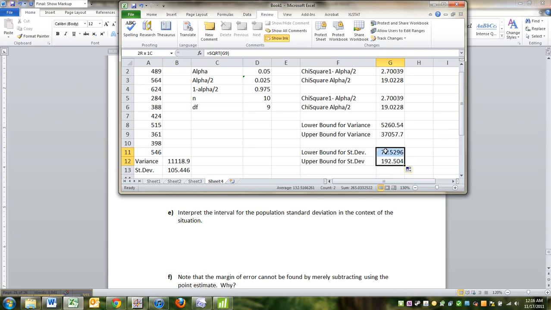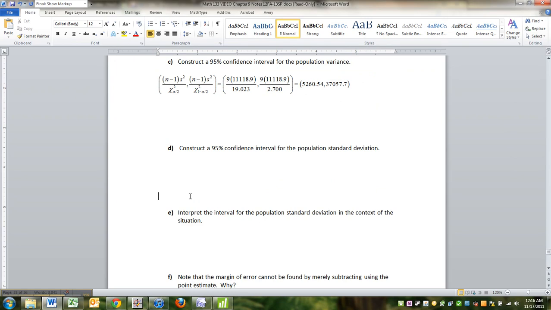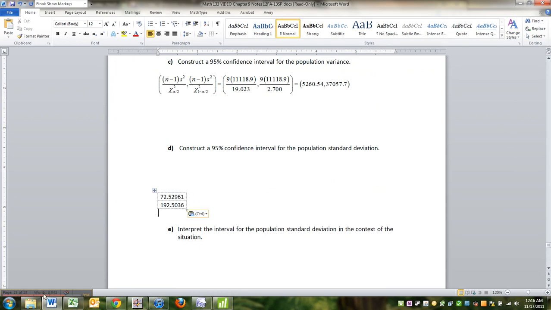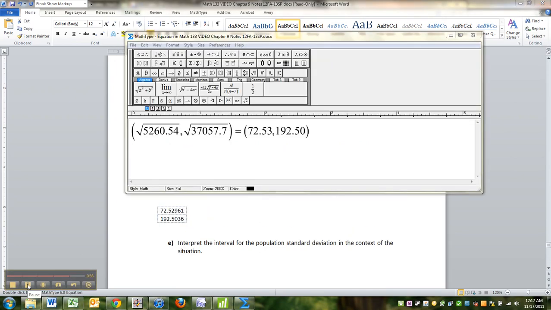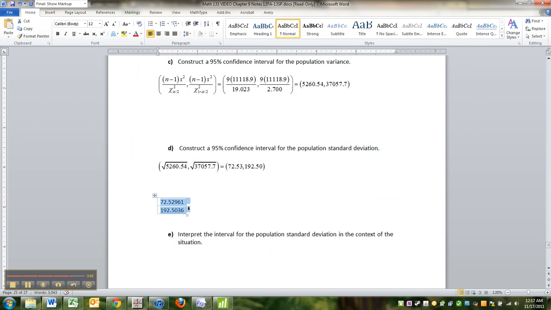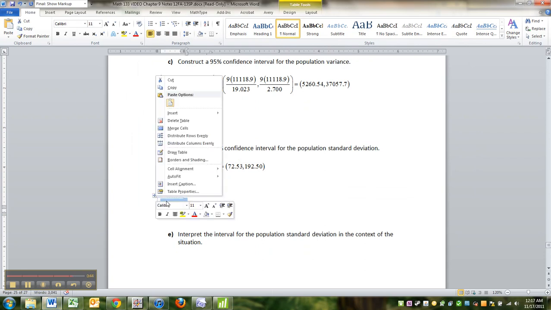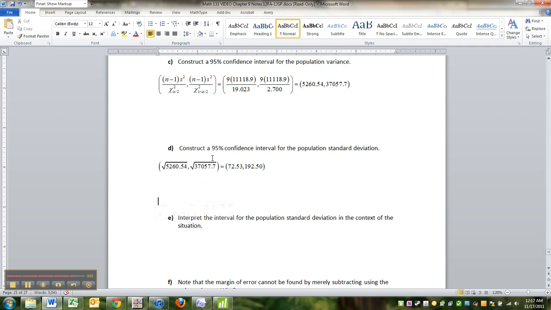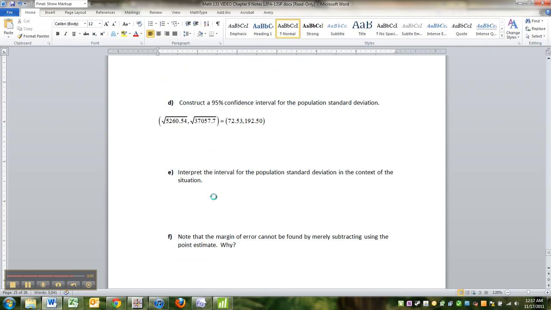So 72.53. Here, hold on, let me pause this. There we go. 72.53, 192.5. We take the square roots of both of the numbers we found for variance, and lo and behold, you have the one for standard deviation, and it's all done. Easy as pie. All right, now with that, they want us to interpret.